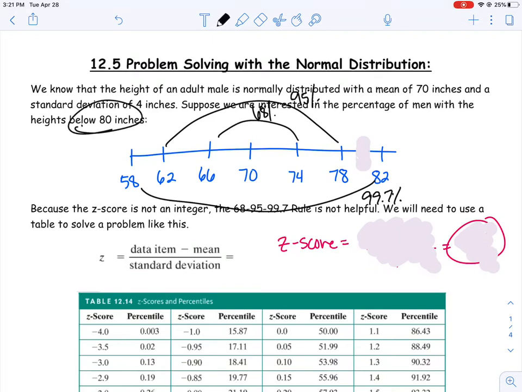But the question says, what percentage of men are below 80? Well, if you look at our numbers, 80 wasn't on our chart. 80 happens to be in between. It looks like it's in between 2 and 3 standard deviations. But because it's in between, our 68, 95, 99.7 rule isn't very helpful because it doesn't fall at exactly one of those 1, 2, or 3 standard deviations. So here's what we might need to use.